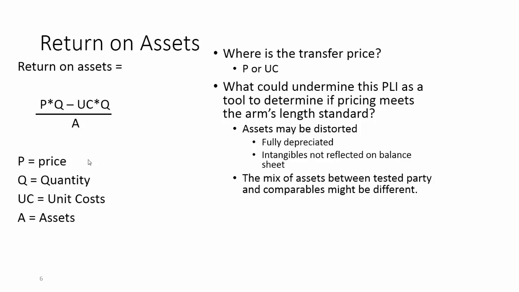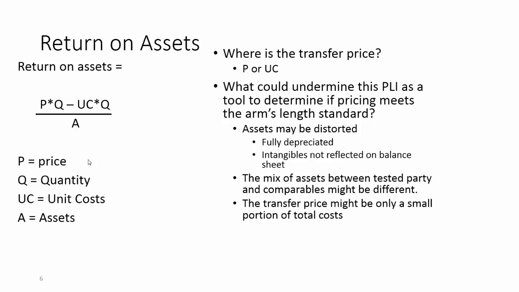So the transfer price for return on assets is in the price itself, price paid for this service. Typically, the return on assets could be used for a manufacturer, where the manufacturer would receive compensation for services that are being provided.